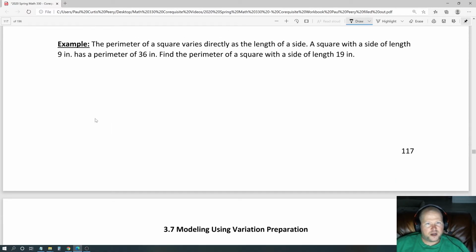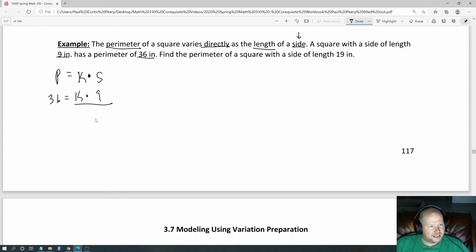The perimeter of a square varies directly as the length of a side. So we can put P, perimeter, is equal to, they said directly, which means multiplication, K multiplied by what? Well, they said the side, so I'm going to use an S. Now they say a square with a side length of 9 has a perimeter of 36. So we know we have 36 is the P, the perimeter, K stays, and S is 9.